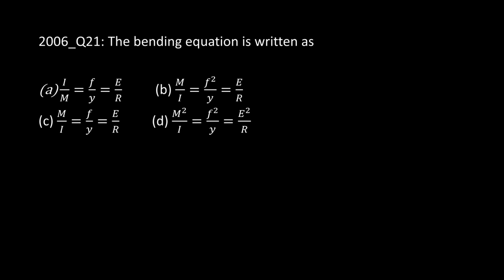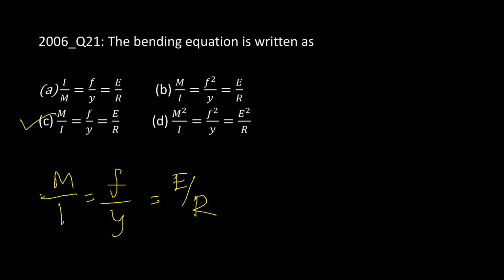Let's solve this question. The bending equation is written as M by I is equal to F by Y, that is equal to E by R. The correct answer is option C, where M is bending moment of the beam, I is second moment of area of the beam cross section, F is bending stress, Y is the distance of layer where we are calculating stress from the neutral axis, E is elastic modulus of the beam and R is radius of curvature. The correct answer is option C.